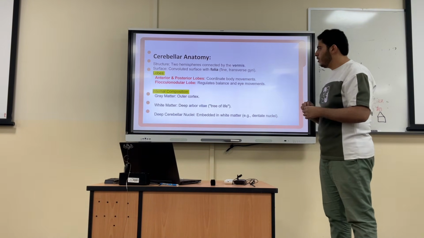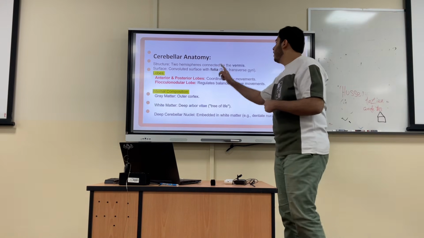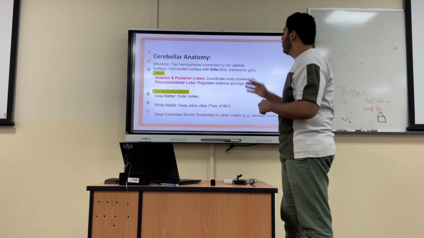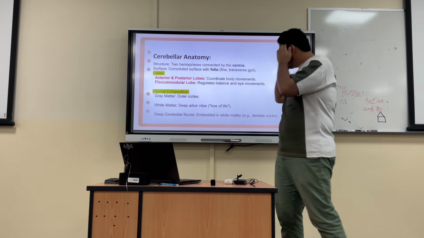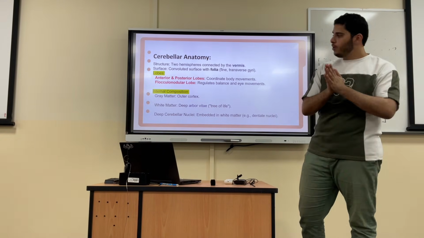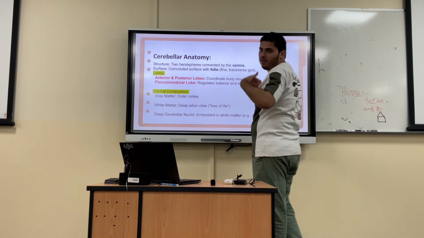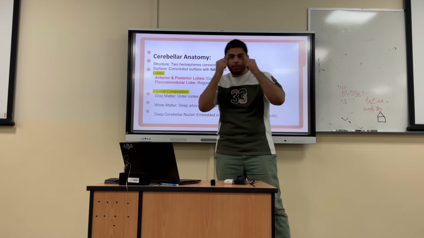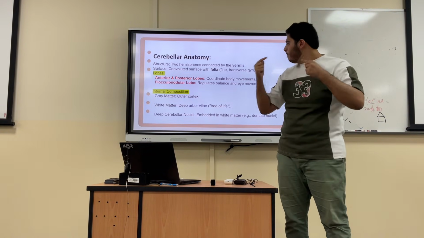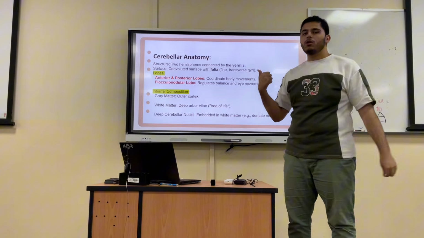Here we have lobes. This is so important: the anterior and posterior lobes and the flocculonodular lobe. When you hear flocculonodular lobe, think of balance, equilibrium, and eye movements. The anterior and posterior lobes coordinate other body movements. When we talk about the eyes and balance, we are talking about the flocculonodular lobe.